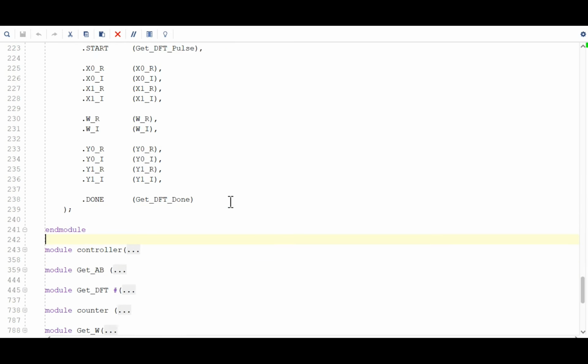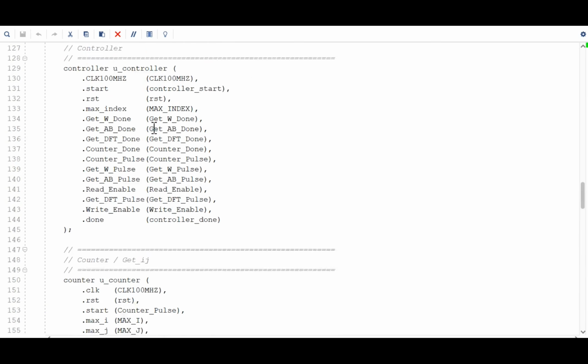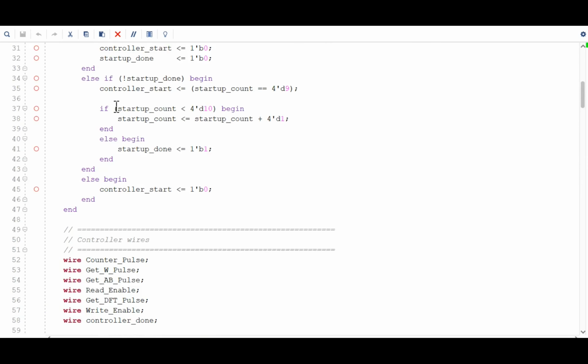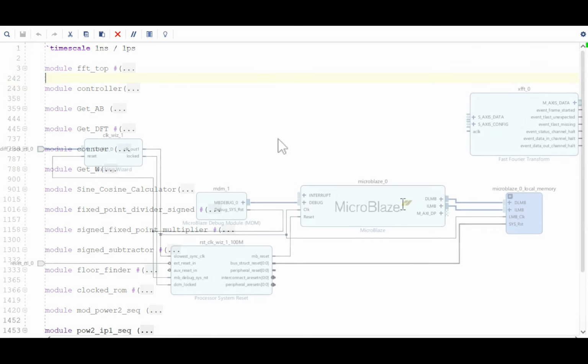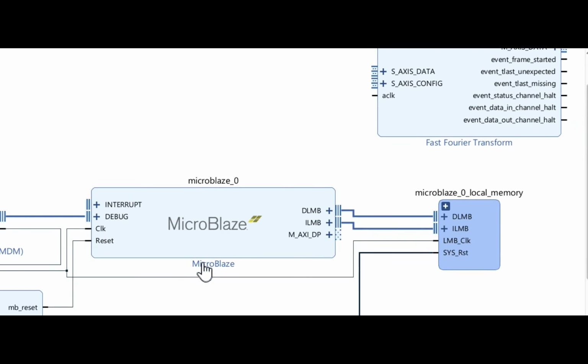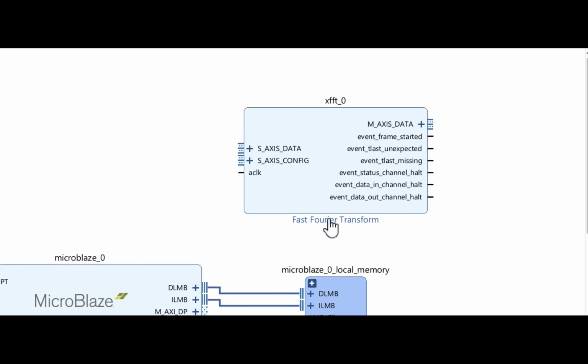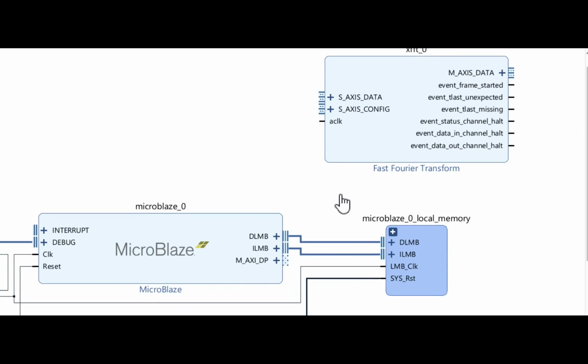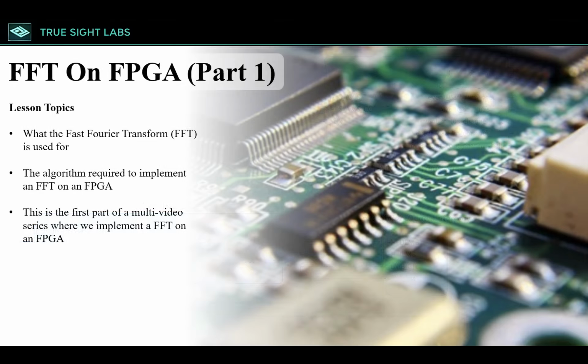In the first approach, we will build a large Verilog design that directly implements the FFT algorithm. In the second approach, we will use a MicroBlaze processor together with FFT IP to automate the process. But before we can do any of those things, we first need to explain the hardware level algorithm, which is what this video will cover. Alright, so let's get started.